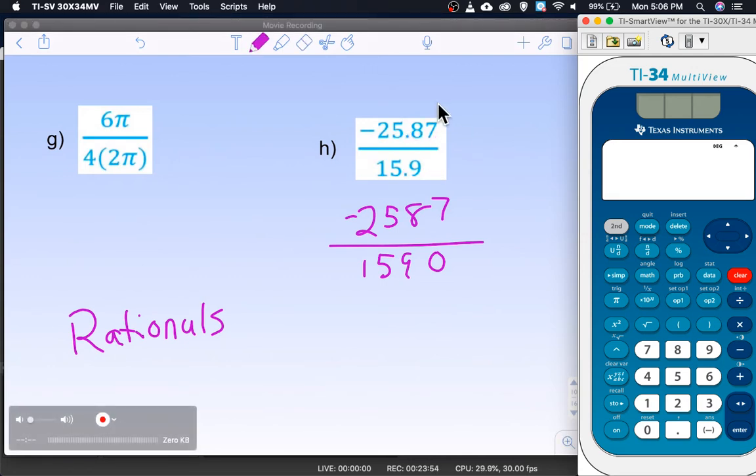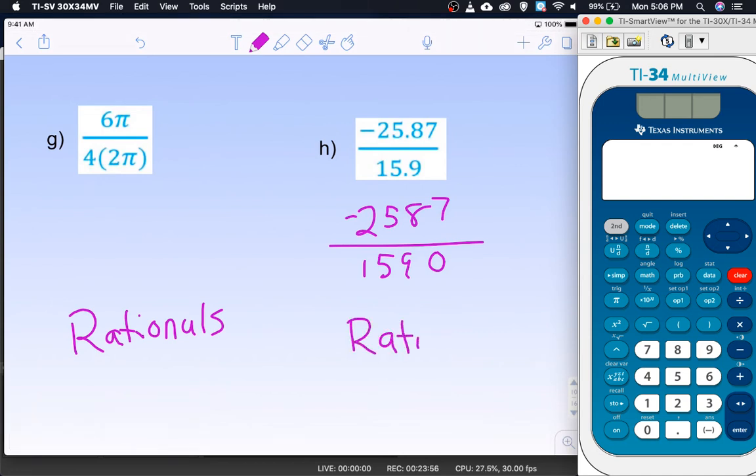And that means this is a rational number. I'm not sure if our calculator can do that. 25.87 fraction. Okay, it puts the negative sign out front. That's okay. 15.9. And I'm going to get out of here. I'm going to hit the little switcheroo button. Equals. Okay, that's a decimal. Nope, it can't change it to a fraction for us.